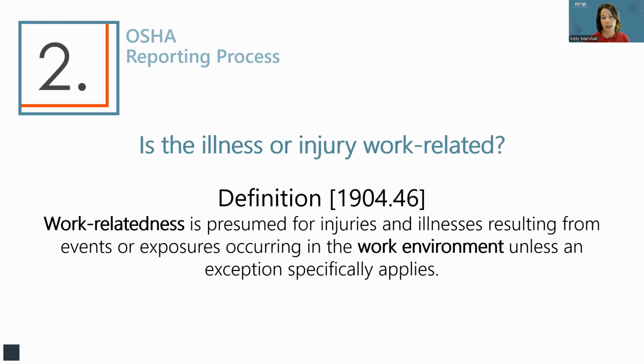In making the determination about whether or not an illness or injury is work-related, OSHA says this: work-relatedness is presumed for injuries and illnesses that result from any kind of an event or an exposure that happen in the work environment, unless, of course, some sort of exception applies. We will highlight this in particular in one of the case examples that I'll share in just a few minutes.